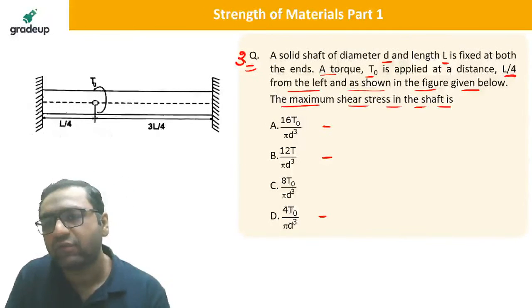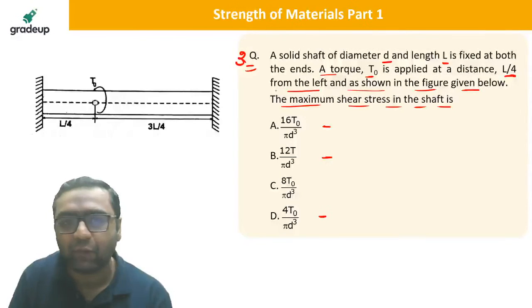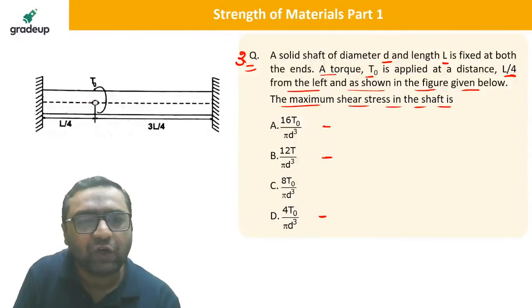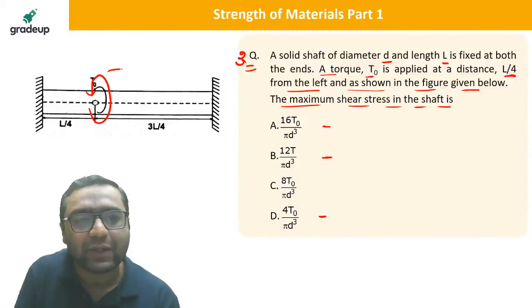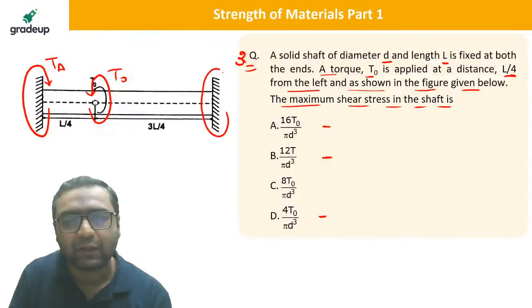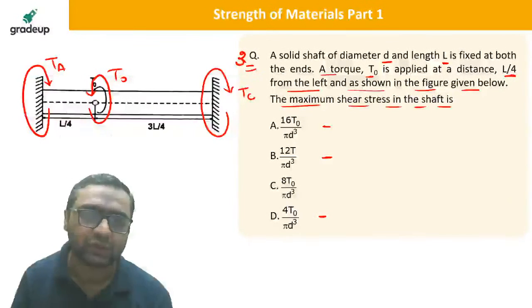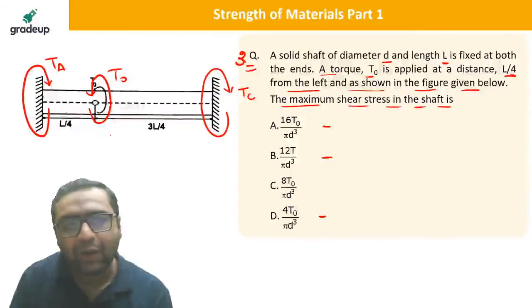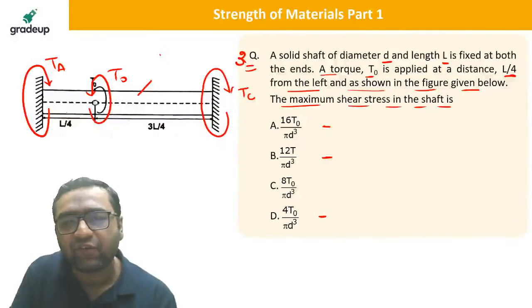A solid shaft of diameter D and length L is fixed at both ends. First of all, you know this torque T naught is given to us. As a reaction, here we will be applying a torque TA, and here a torque TC. These are the reactive torques, TA and TC. Now guys, we can use the shortcut because the complete shaft is made of the same material, and the diameter is also the same throughout.